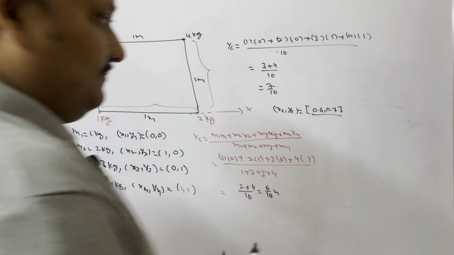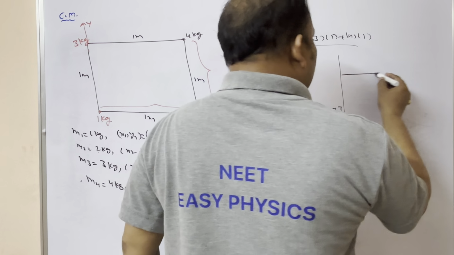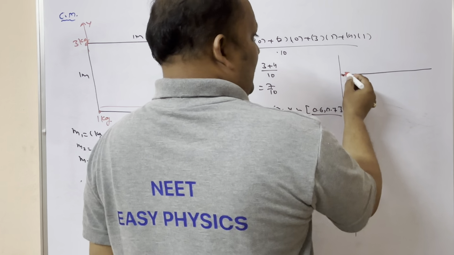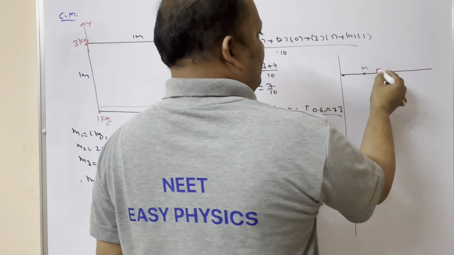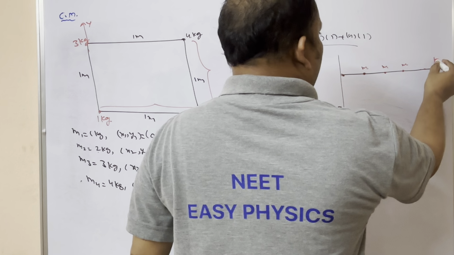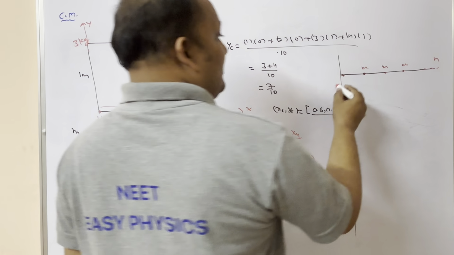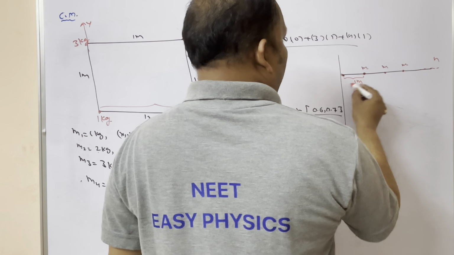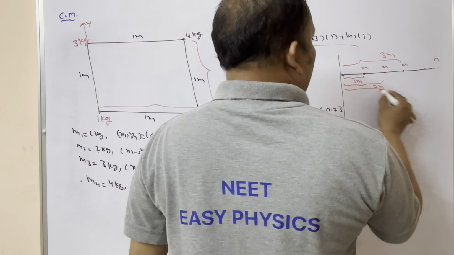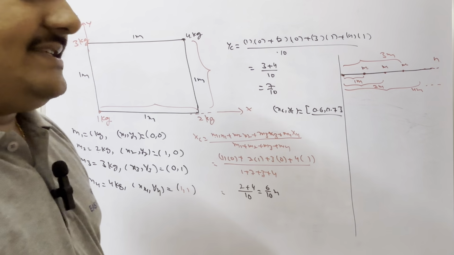Next, the infinite model. So they are placing the same masses, m, m, m and so on. Like this, n masses are arranged at distances 1 meter, 2 meter, 3 meter, 4 meter and so on. Now find the position of the center of mass.